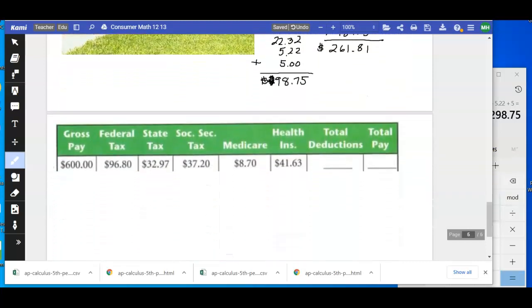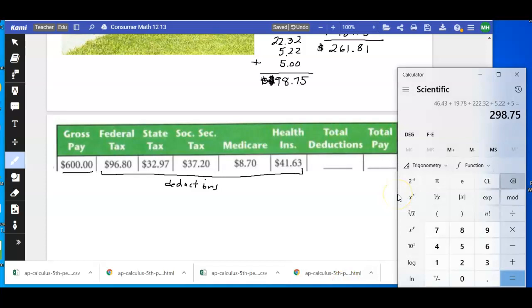So here's what we were looking at for the problems that you're going to be doing. I think you just have 5 of them. Here's one of them. First of all, you have your gross pay right here, and then all of these things are deductions. So we're going to take all these deductions and add them up, and that's what goes here. And then we subtract it from $600, and that's what goes in the total pay. So once we add up all of those, we're going to subtract that number from 600.